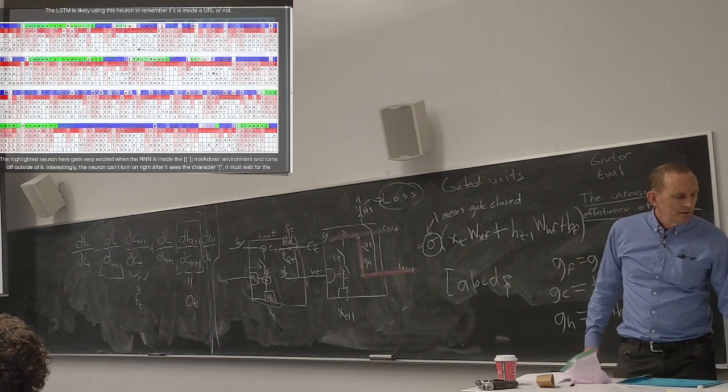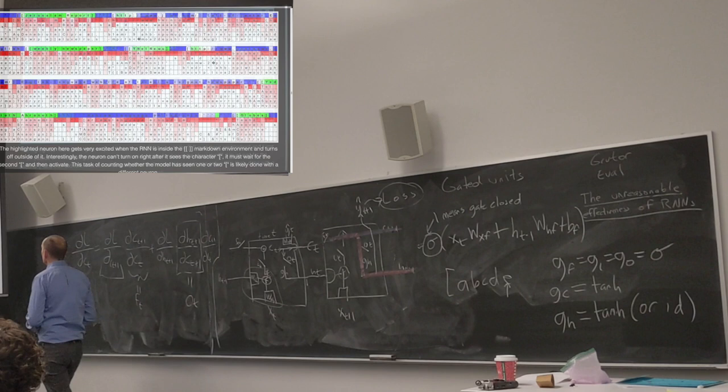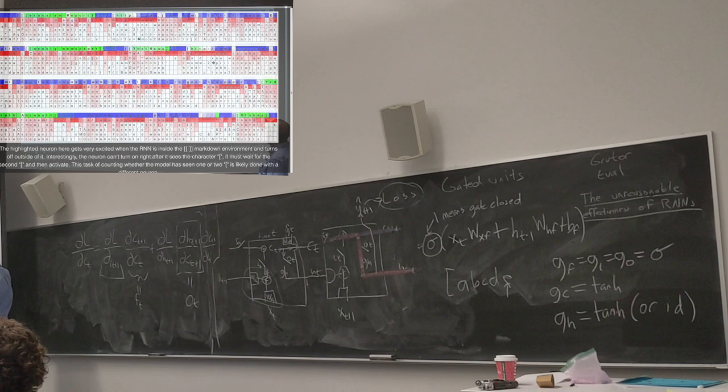But this is important, right? Because that would signify that it's kind of looking for matching. Once it's given an open double square bracket, it's looking for a closing double square bracket to get out of that mode.